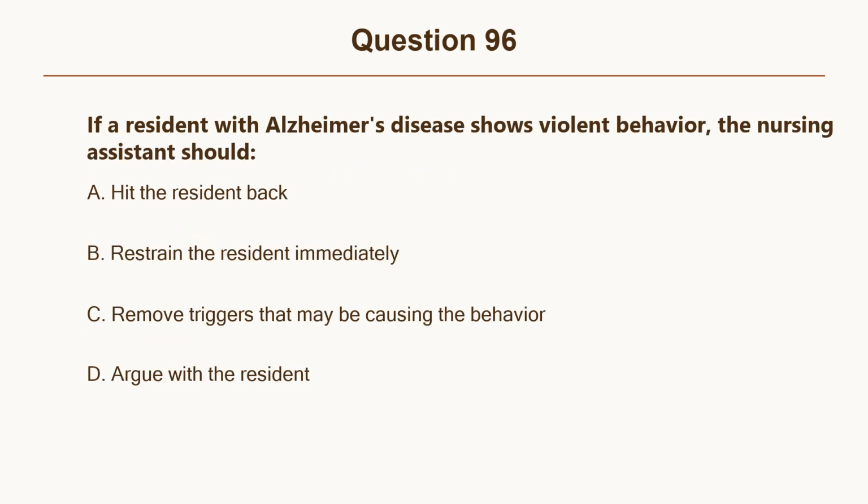Question 96. If a resident with Alzheimer's disease shows violent behavior, the nursing assistant should, option A, hit the resident back. Option B, restrain the resident immediately. Option C, remove triggers that may be causing the behavior. Option D, argue with the resident. The correct answer is option C, remove triggers that may be causing the behavior.